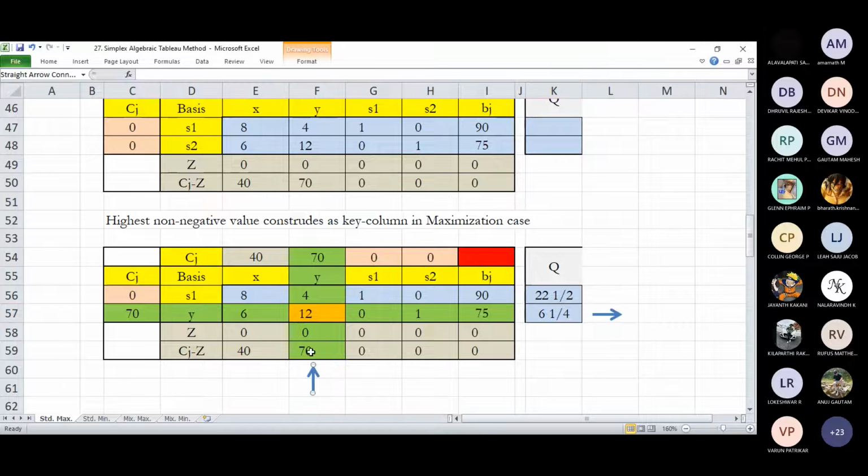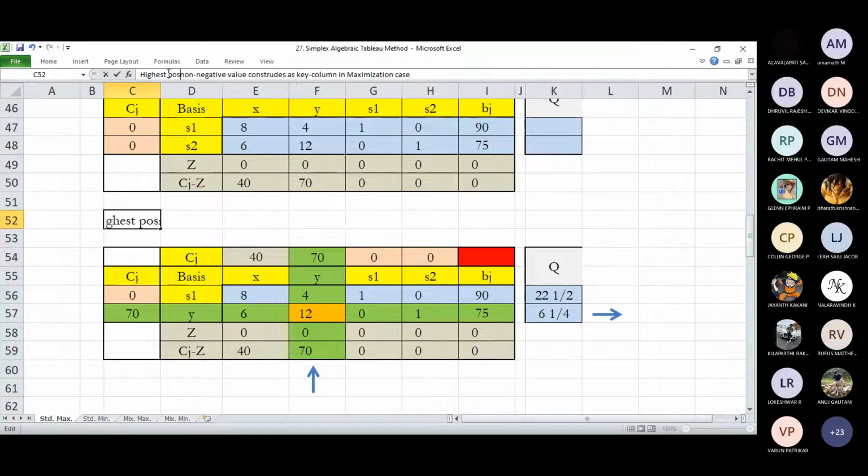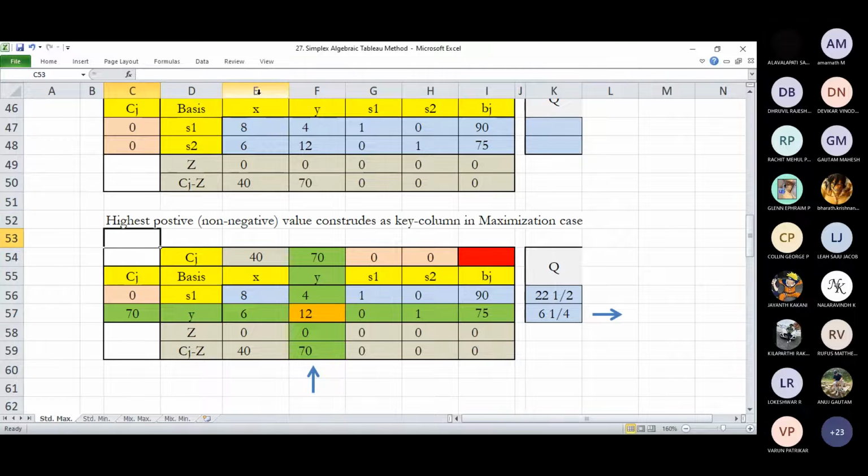So to select a key column, we need to find out the most non-negative value, or we can even call this the highest positive value. To avoid confusion, we take the highest positive value. And in terms of selecting the key row, we need to find it from the minimum ratio. In that case, we need to find out the least positive value, or least non-negative value, whatever it might be.